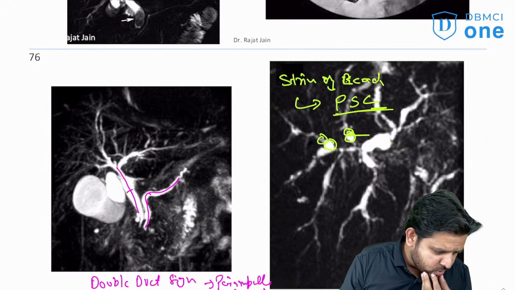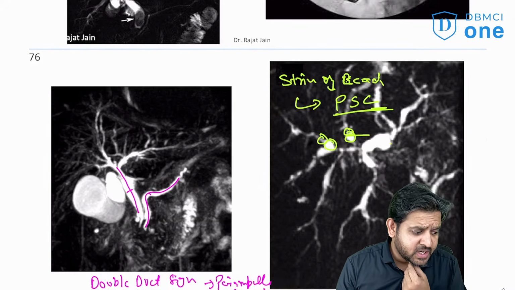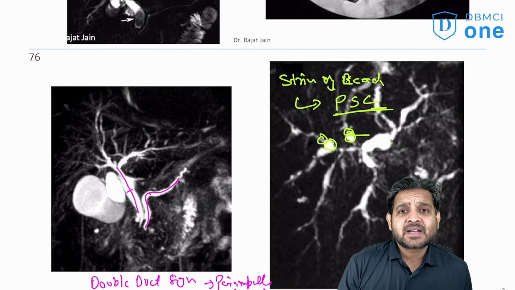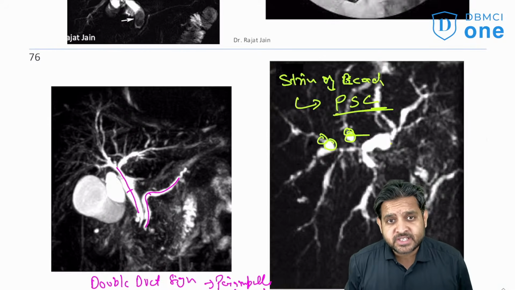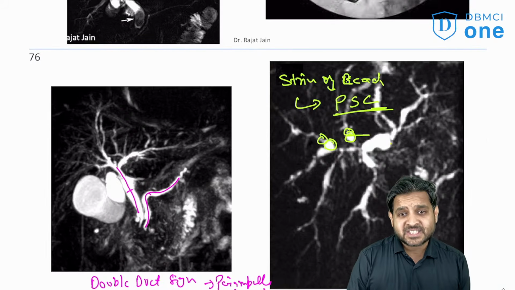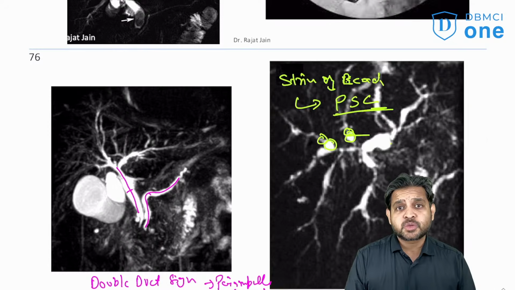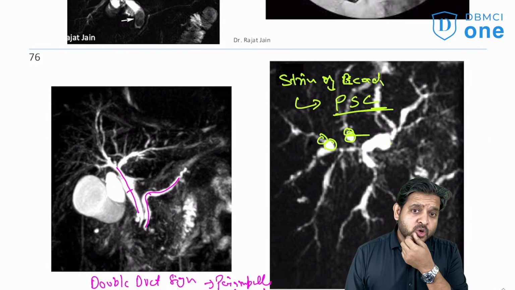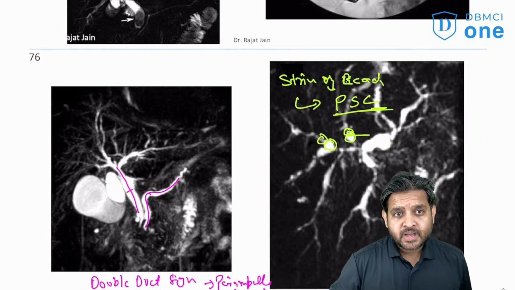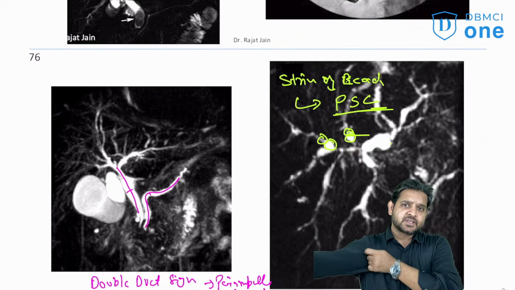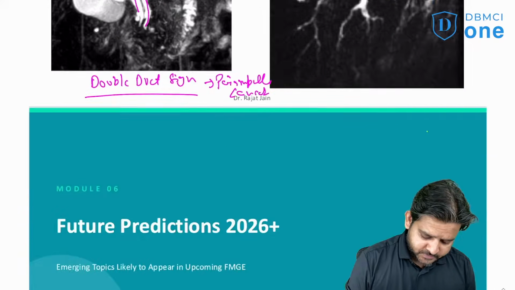MRCP complication, most common PYQ. No, ERCP complication. MRCP does not have a complication because you are not giving a dye and it's a non-invasive test. The complications are with the ERCP. So ERCP induced pancreatitis is the most common complication of ERCP, followed by perforation.